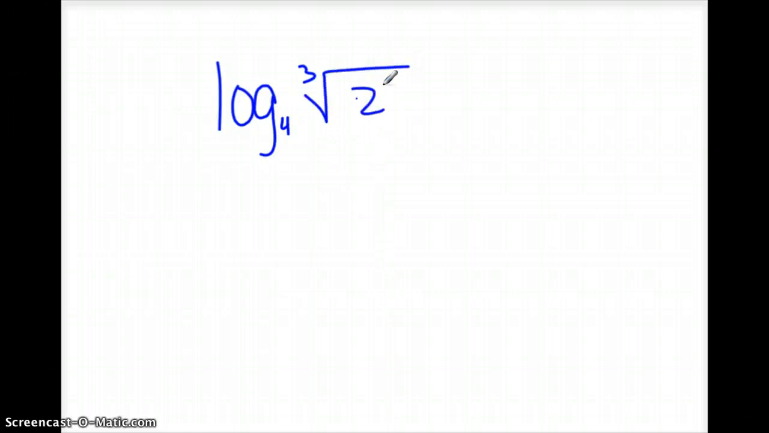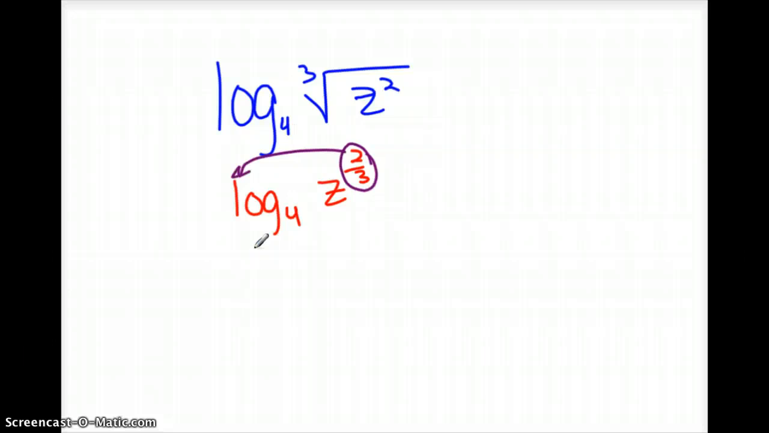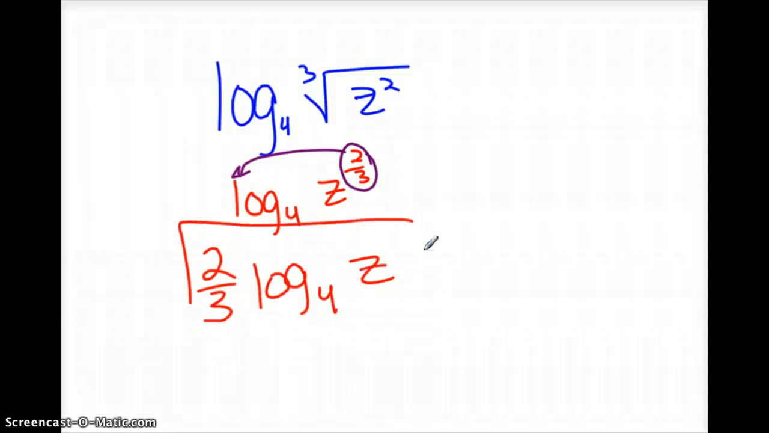One other thing that we looked at was, let's say, the cube root of z squared. What would this expanded form be? Well, the first thing we talked about was making the root into a fraction exponent, so making it 2/3 as a power. And then we know how to handle powers. Powers go out front. So the final expanded form would be 2/3 out front, log 4 z. And this would be the final expansion.